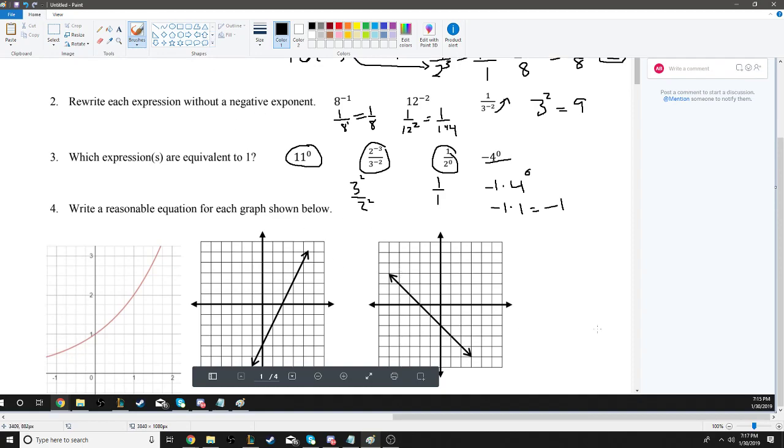Okay. For number 4, to write a reasonable equation, this one's exponential, so this is y equals some number to the x power. To find out what number it is, you just look where x is 1, because anything to the first power is itself. Follow 1 all the way up here, and you'll see that it crosses at 2, so therefore it's 2 to the x power. This one you're going to follow mx plus b.